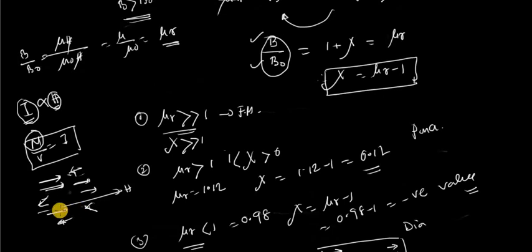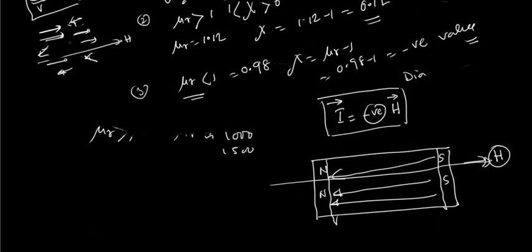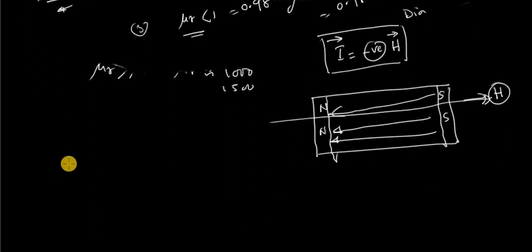That means your orientation gets disturbed. That means your I is reduced. That means your chi is reduced, because I is equal to chi H. Chi is equal to I by H.